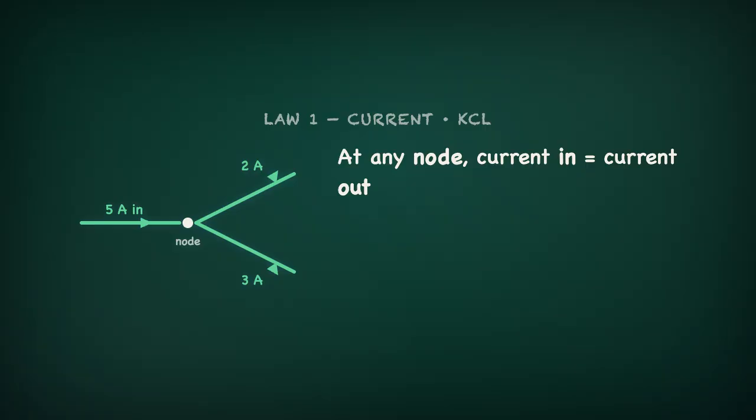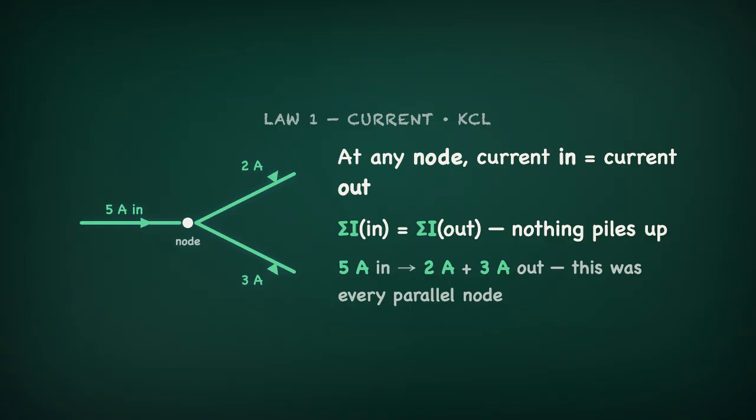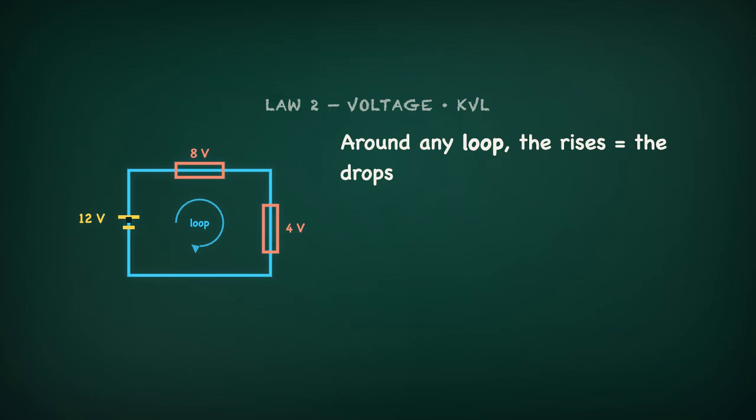Law number 1 is Kirchhoff's current law, KCL. At any node, any junction where wires meet, the current flowing in equals the current flowing out. The sum of the currents in equals the sum of the currents out. Charge can't pile up at a point. Whatever arrives has to leave. So if 5 amps flow in and 2 amps head off one way, the other branch has to carry 3. That's every parallel node you've ever drawn.